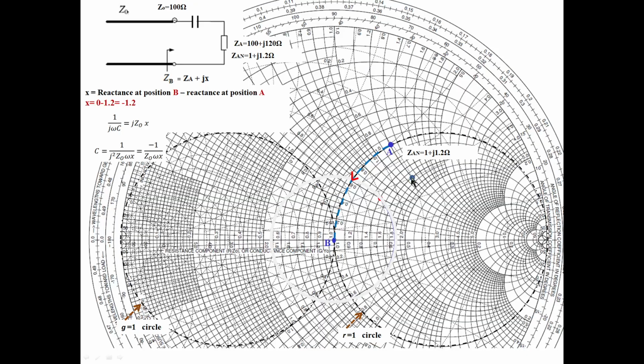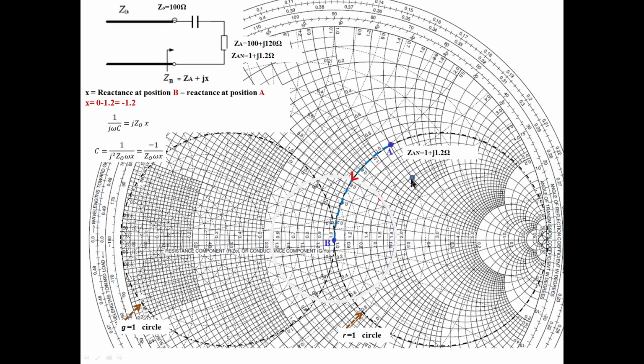If the load point is on the R is equal to 1 circle, we easily move from here to here. But in this case, our point is somewhere here. In which circle should you move to reach the center? Identify the G circle first. This is a G circle, the 0.4 circle is passing through it.